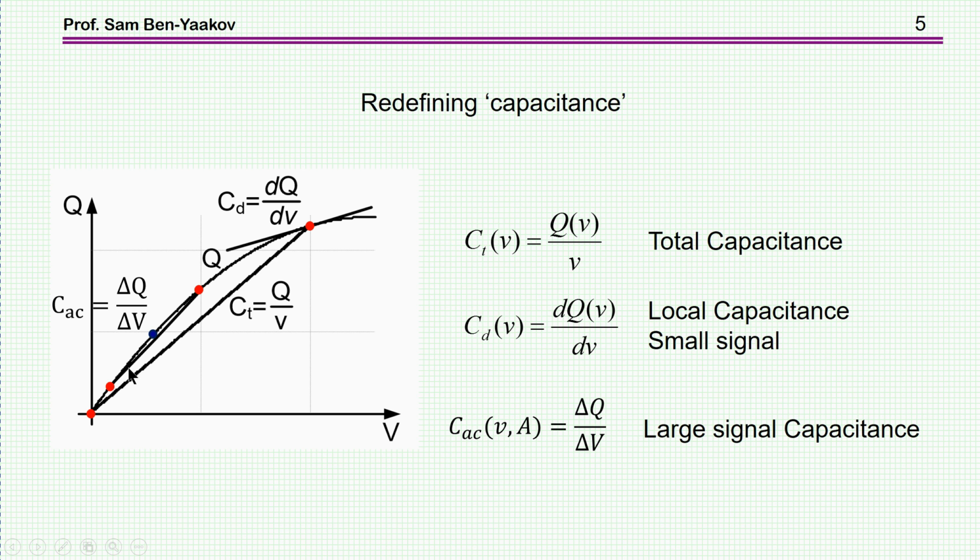It's just an average curve here between these 2 points. And to be precise, I have to take delta Q over delta V. I'll talk about it a little bit later in one of the later slides. So we have 3 capacitances. We have the total, this is here. We have the local, this is here, this slope here, the derivative. And then we have the large signal, like here, could be any point and could be also here.